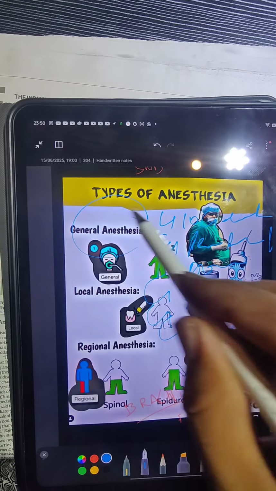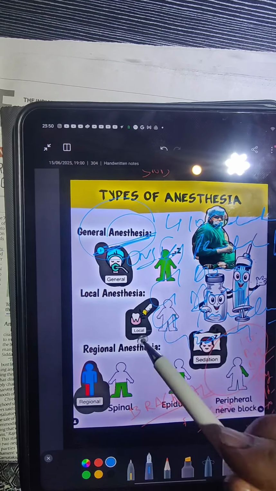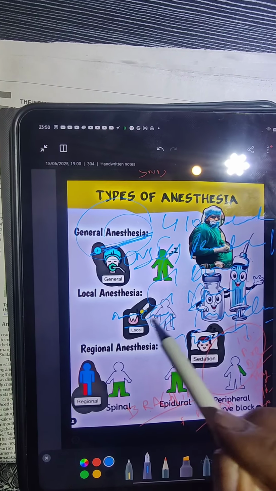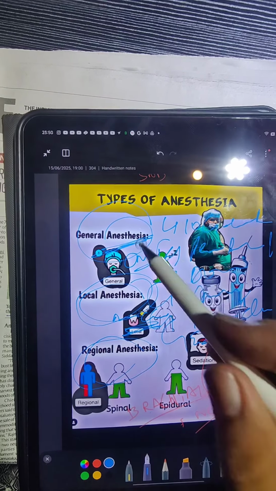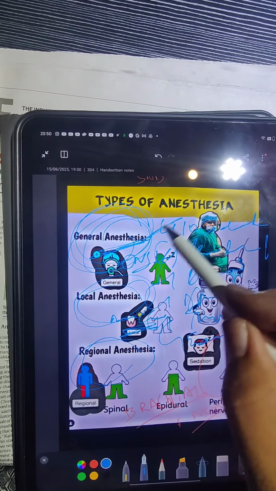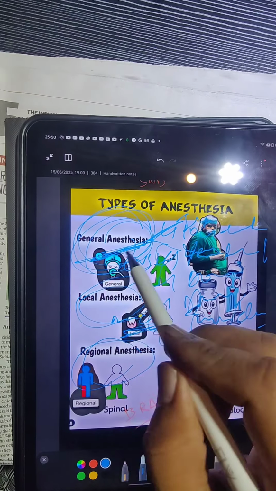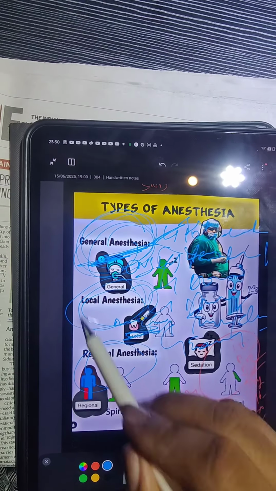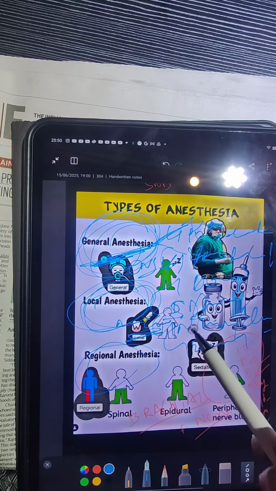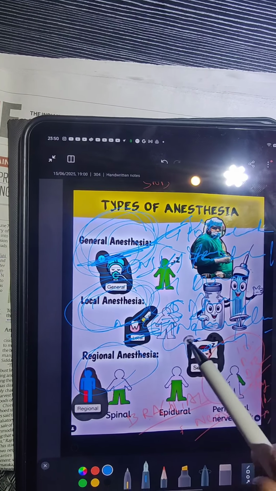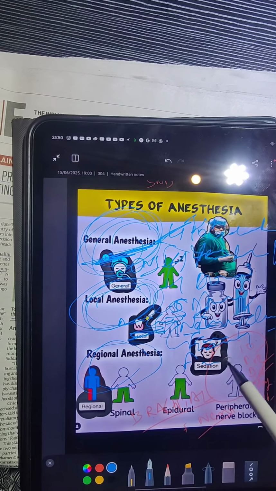CNS is deprived in general anesthesia and nerve conduction will be hampered in local or regional anesthesia. General anesthesia is of two types, intravenous or inhalational. Local anesthesia is of four types: surface anesthesia, nerve anesthesia, infiltration, and fourth one is field block.